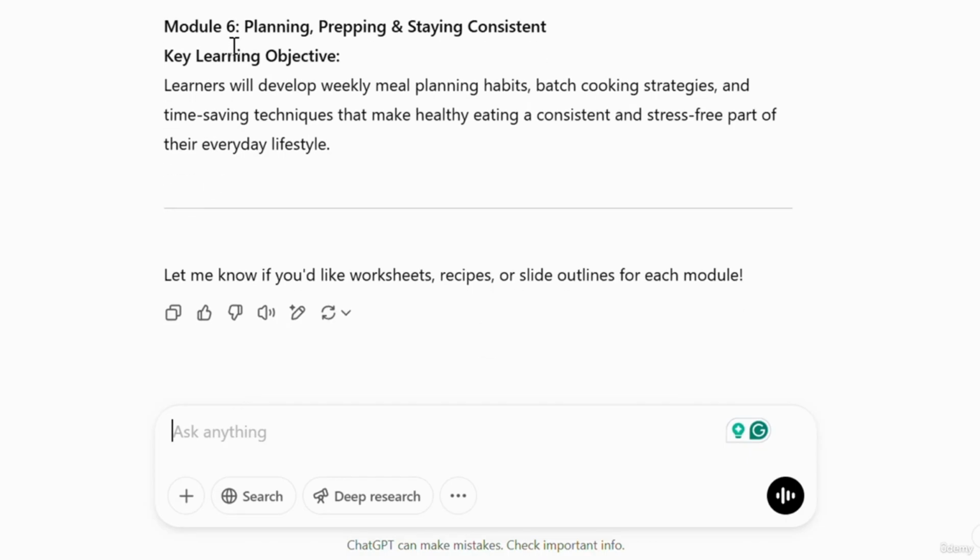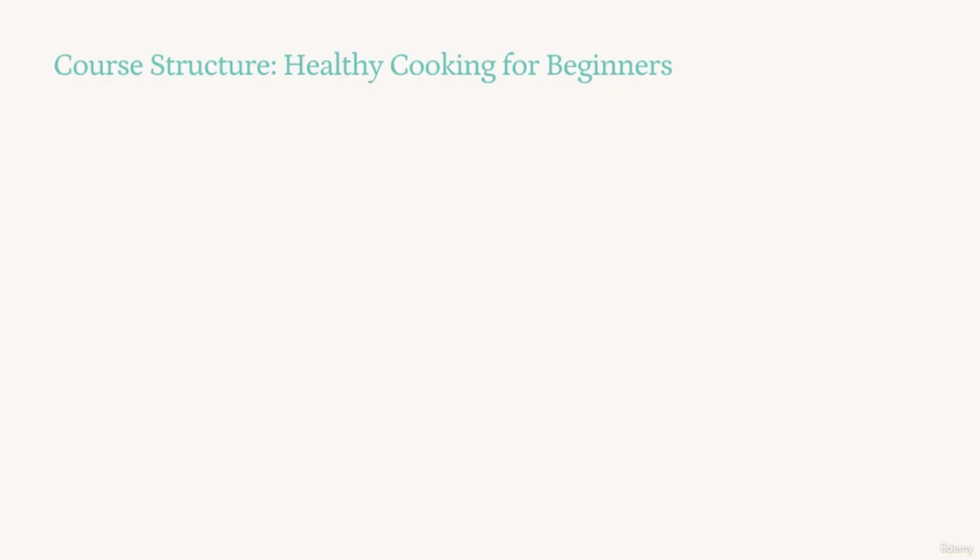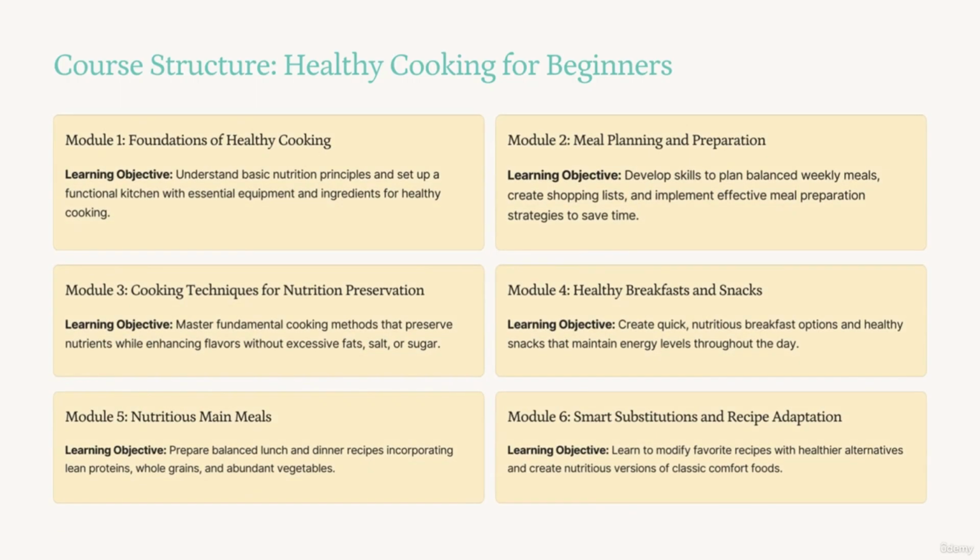Perfect. Here we have the modules. Now, I'll not just accept whatever ChatGPT gives us here. I'll keep conversing. And if I see any module which is not to my liking or any learning objective which is not to my liking, I'll give a new prompt. I'll tell it to improve it until I am at a level where I am satisfied. And here is the final 6 module structure for you.